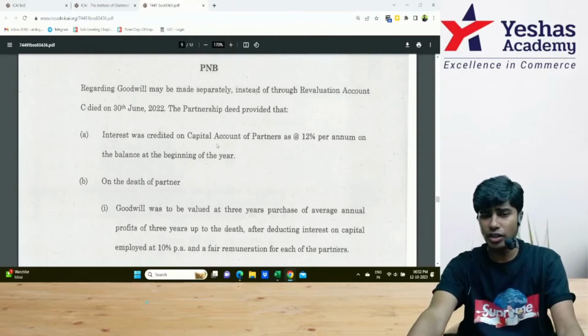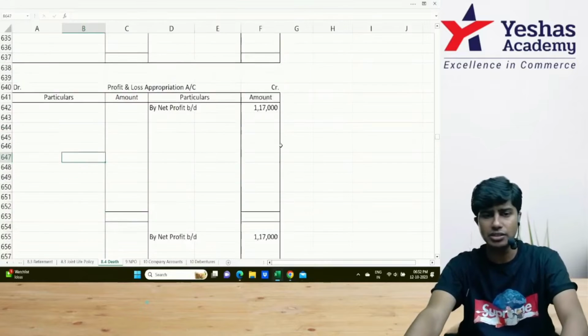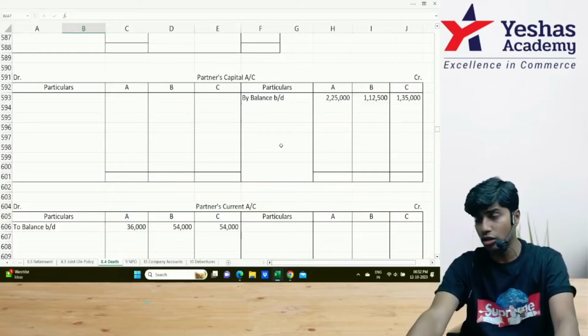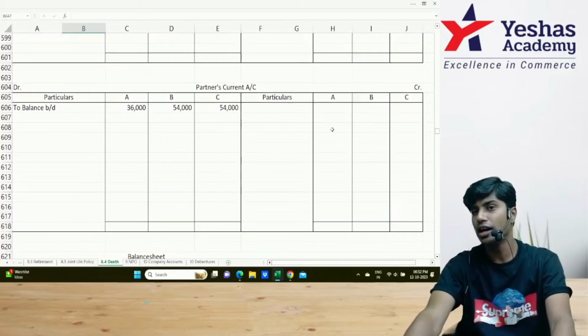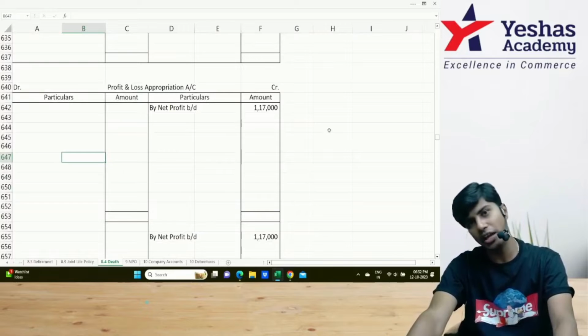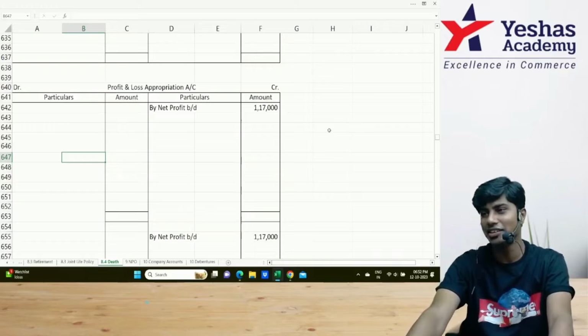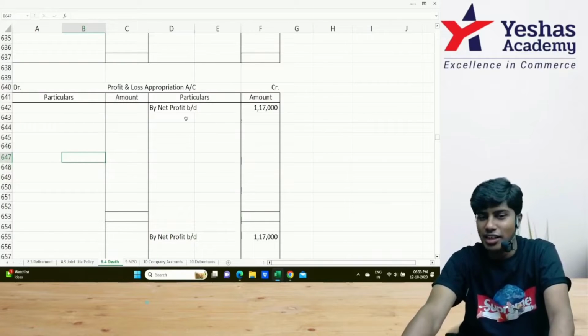Interest was credited on capital account of partners at 12% per annum on the balance at the beginning of the year. So we know the capitals. How much is the capital? We will give interest only on the capital, not on the current account balance. 2 lakh 25, 1 lakh 12,500, 1 lakh 35,000. 12% interest. Give it for 6 months and 6 months separately. For the first 6 months interest, we'll give it to A, B, and C. For the second 6 months interest, only to A and B. Why? C is dead. Once you are dead, you will not get interest, and that will decrease the profit.